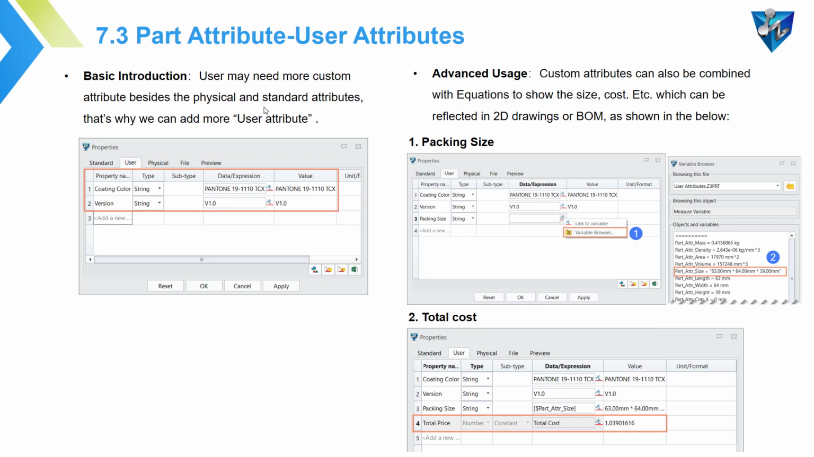Okay, now let's talk about user attributes. Sometimes if there are more attributes you want to add to the part, you can make user attribute to fulfill this purpose. For example, you can just add some string such as coating color, version, and etc. Anything you want can be added in the user attribute. Or you can combine it with variables and equations. Then you can get the max length, width, height, or stock size. And also you can get the total cost of the part with that.